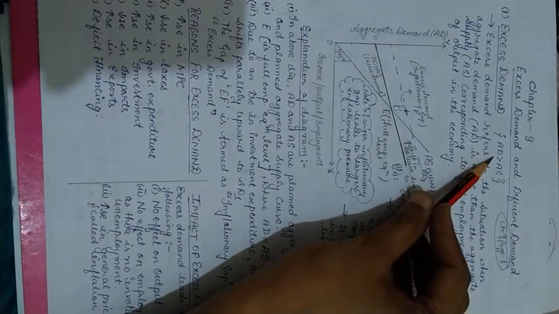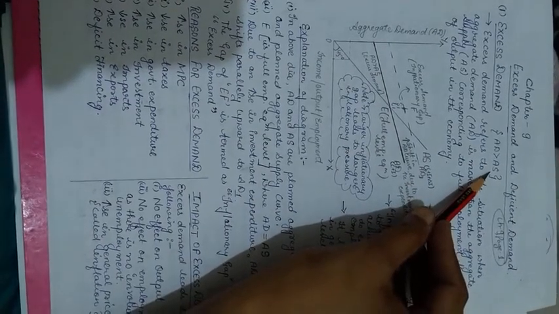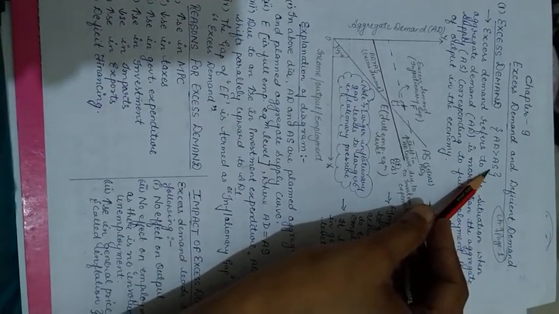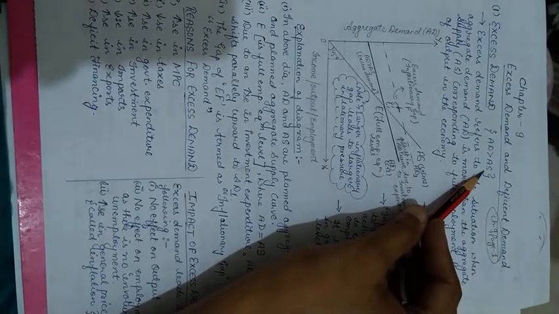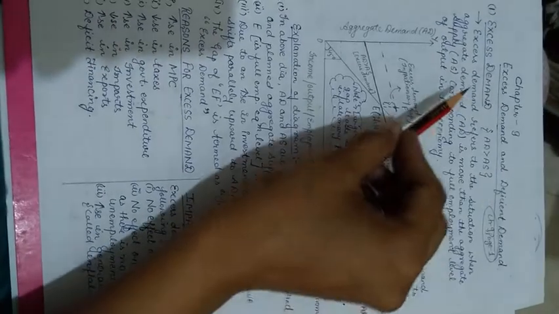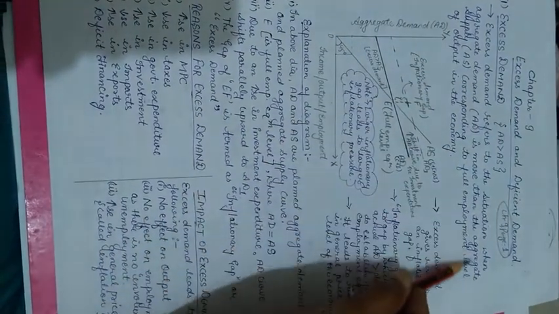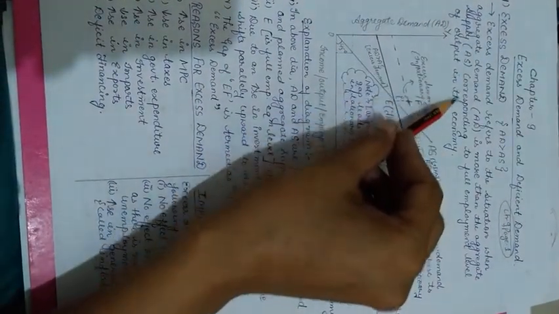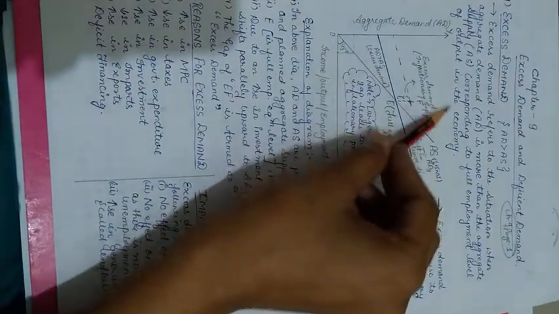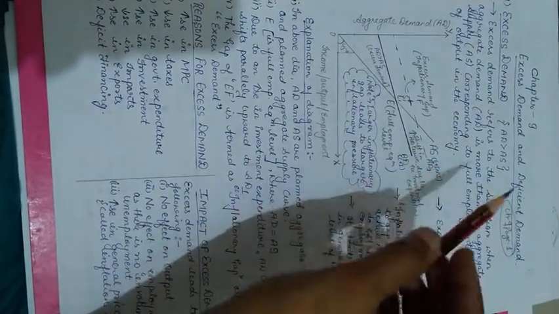Excess demand occurs when aggregate demand is greater than aggregate supply, and this is the definition. Excess demand refers to the situation when aggregate demand is more than aggregate supply, corresponding to the full employment level of the output in the economy.